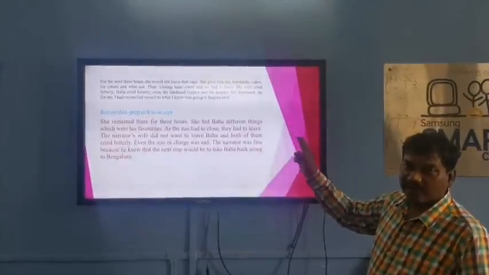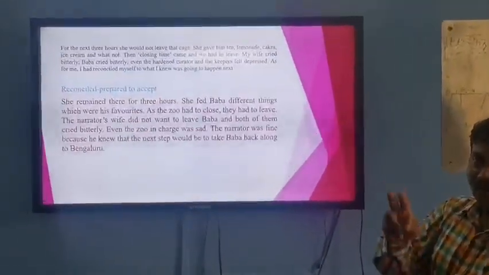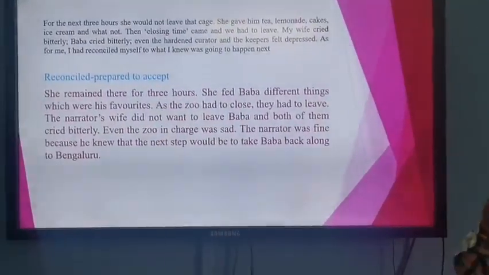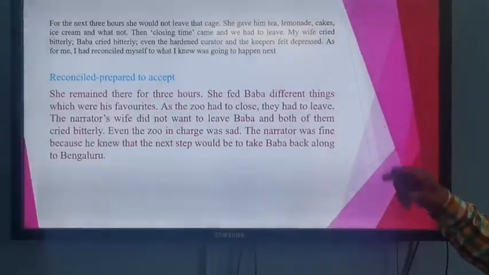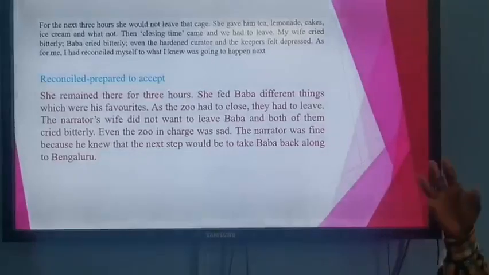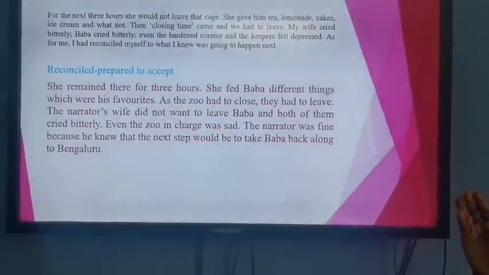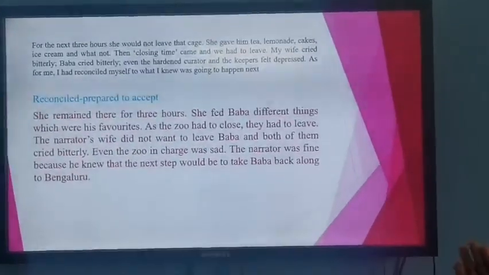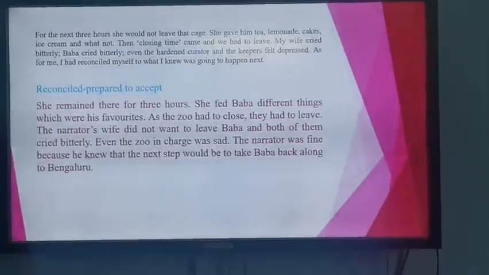This is also a very important paragraph from the examination point of view. So in the zoo, what did she do for Baba? She fed Baba different things which were his favorites. As the zoo had to close, they had to leave. The narrator's wife did not want to leave Baba, and both of them cried bitterly. Even the zoo in-charge was sad. The narrator was fine because he knew that the next step would be to take Baba back to Bangalore.